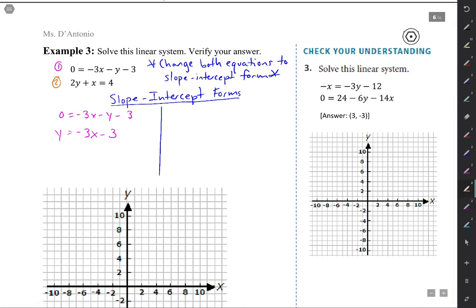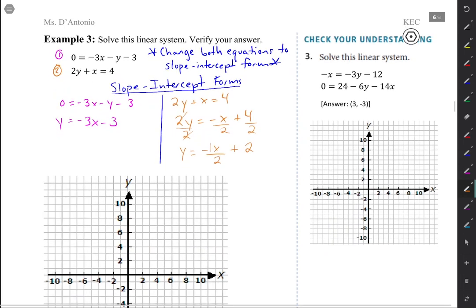And now let's do the same thing for the number 2. We have 2y plus x is equal to 4. So I would start by moving that x over to get the y term all by itself. So then we'd have 2y is equal to negative x plus 4. And then we're going to divide everything by 2 in order to get the y all by itself. So then we have y is equal to negative x over 2, or negative 1x over 2. Remember, there's an invisible 1 there. And then 4 divided by 2 is just 2. So there are our two equations in slope-intercept form.